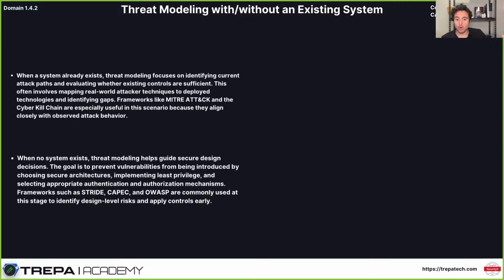But when we don't, and we do this initially up front, we say, hey, we don't have our web server farm made yet, or maybe we have an idea of a plan, and we're identifying that and integrating security into that first and before we deploy, and part of that is threat modeling, okay? So the goal of when there are no existing systems is to prevent vulnerabilities from being introduced by choosing secure architecture, implementing least privilege initially, and selecting appropriate authentication and authorization mechanisms for the initial build.